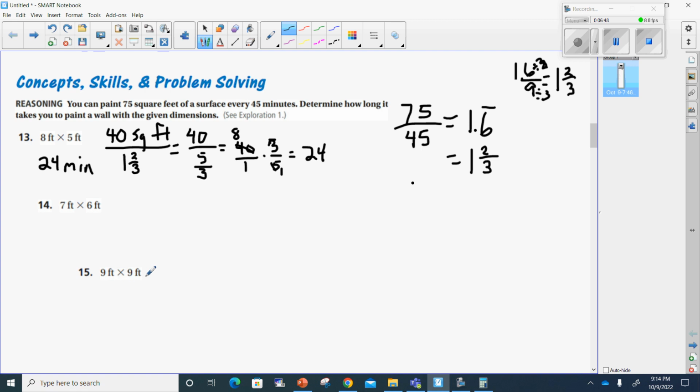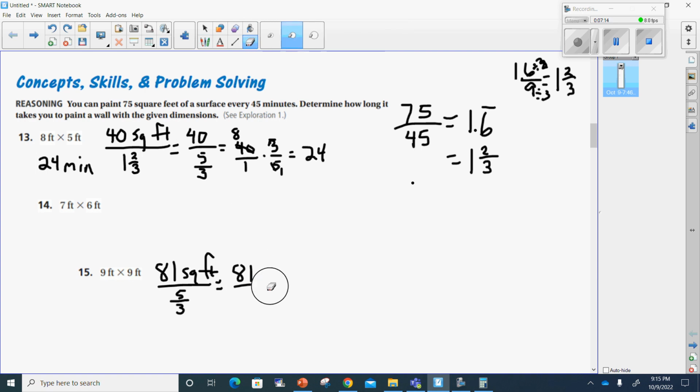Number 15 says 9 times 9, which is 81 square feet. And we'll divide that by, and I'm just going to use this right here since I know 1 2/3 equals 5 over 3. When I do keep, change, flip, I'm going to get 81 over 1. Sorry, I don't need that line under there, do I? I'm going to multiply this by 3 over 5.